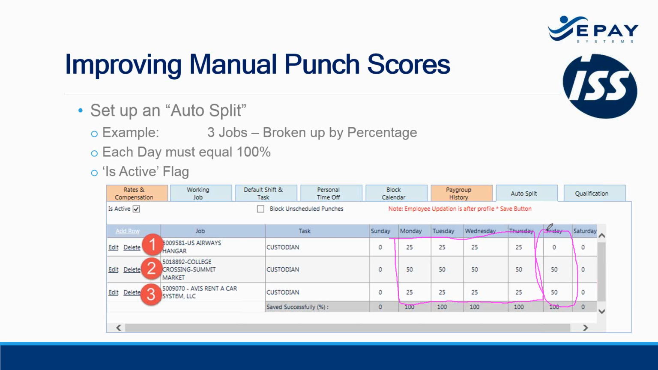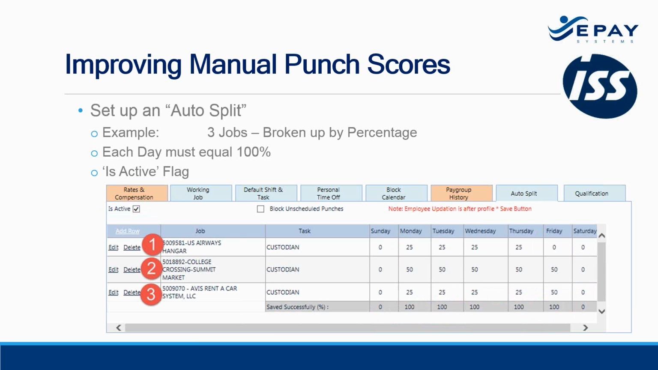But bottom line, once you go through and set up your auto split, the last thing is to make sure that it is marked as active up at the top left-hand corner. And like I said, make sure that your daily totals equal 100% at the bottom of the screen. And once you have that 100% accounted for down at the bottom, then you are set to start using this system. The next time the employee punches in, the employee will actually start falling under the auto split. So keep that in mind. Once it is marked active, it is running and ready to go.